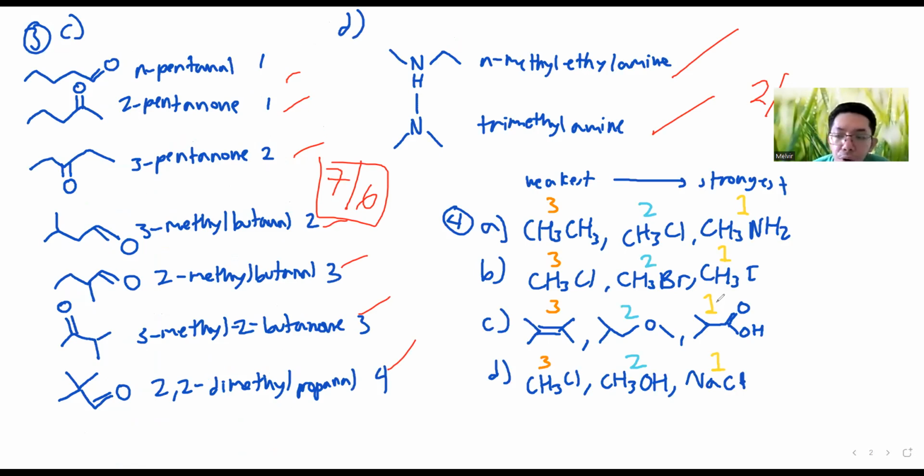So sa number 4, you just need to rank the following compounds in order of increasing strength of intermolecular forces. So let's have the first one, letter A. Okay, correct. Ethane. Then you have the methyl chloride. Then amine ang pinakamataas. So this is correct.